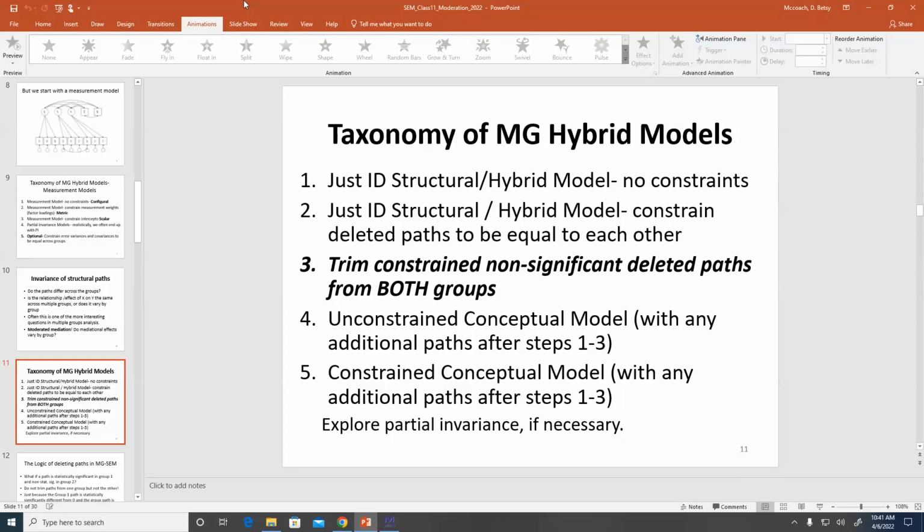Okay, so got it. So that takes us up to step 3. So steps 1, 2, 3 are all actually about the concept. They sort of are just the multiple groups equivalent of the conceptually deleted paths step from a single group model, right? So now we've dealt with our conceptually omitted paths by the time we get to the end of step 3, yeah.